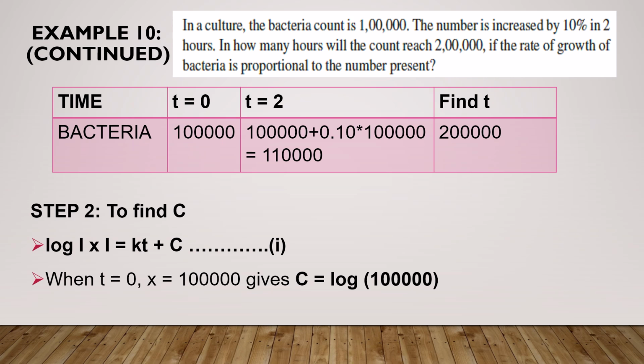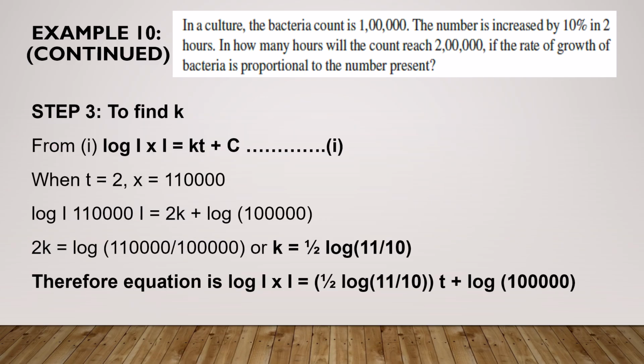Now, first of all, we use the first condition. What is the first condition? When t is equal to 0, x is 1 lakh. So in our equation, put t equal to 0 and x as 1 lakh. You will be getting the value of c as log of 1 lakh. Correct? See, our equation log mod x is equal to kt plus c contains two constants k and c. From that we have already found the value of c. Next, we need to find the value of k.